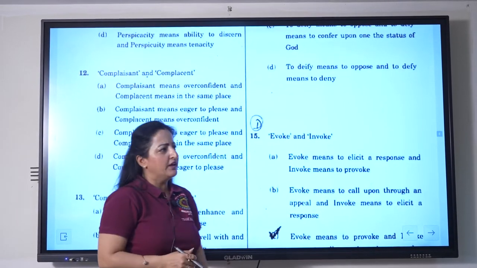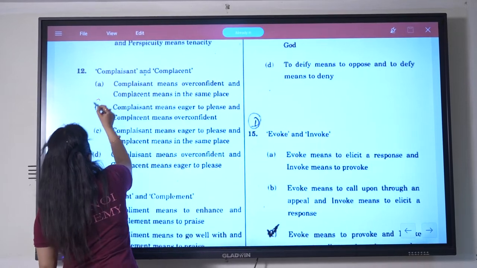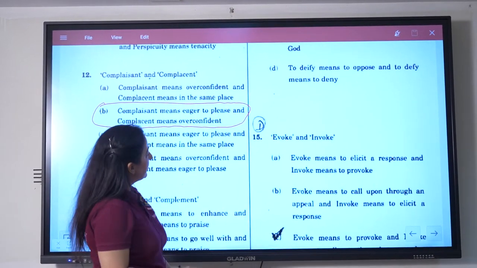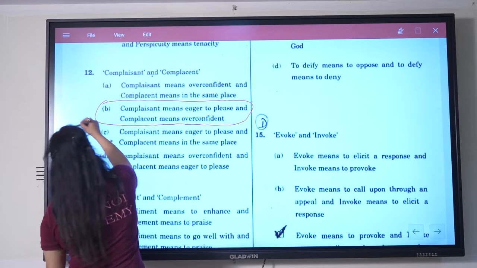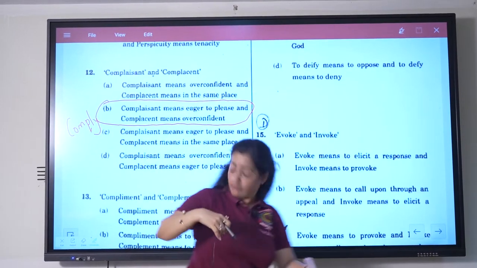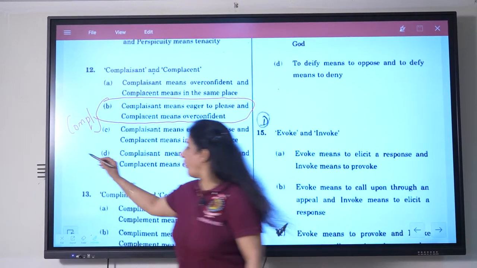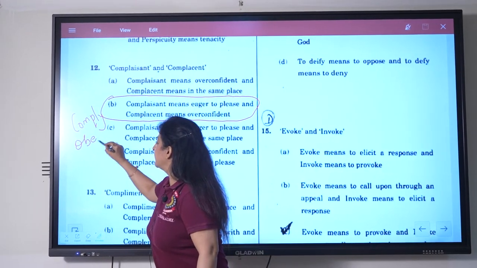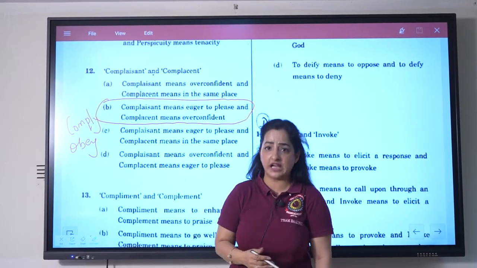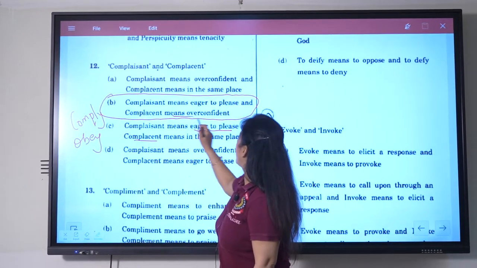Complaisant and complacent. And now the correct answer is Bravo. Complaisant means eager to please and complacent means overconfident. Let me explain complaisant, this word, you know, if you understand the root word, you'll understand the meaning better. It is derived from the word comply. Now, if you comply with somebody's orders, then what are you doing? You are obeying. You are willing to please. Samne wale ki aagya mante ho, usko khush karne ke liye aap tayar ho. So, eager to please. And then complacent means overconfident.